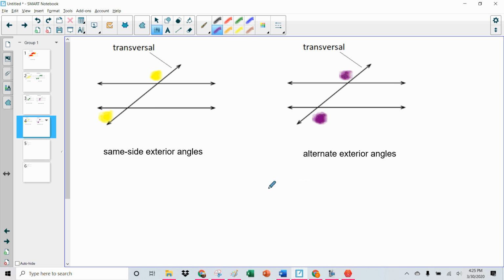The same thing applies to the exterior angles. If you look at the alternate exterior angles, the purple ones, this obtuse angle, if you were to cut it out and place it on top of this purple angle, you would see that they fit perfectly. They are congruent. Whereas this yellow same side exterior angle is obtuse, and its partner over here is acute. So they would not fit perfectly on top of each other. And in fact, they are supplementary.